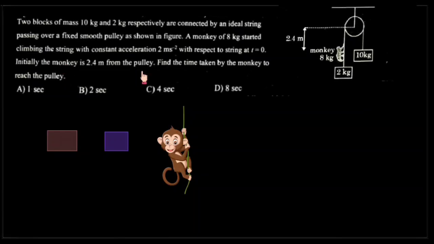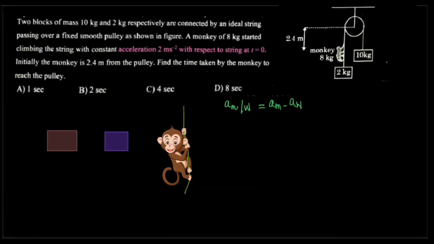So here you need to look at this value here. This is the acceleration with respect to the string at time t equal to 0. Therefore you could say acceleration of monkey with respect to the wire will be equal to acceleration of the monkey minus acceleration of this wire. And you know this acceleration of monkey with respect to wire is given as 2.